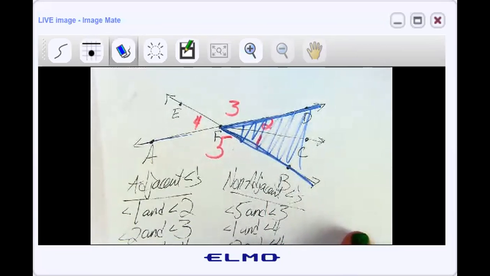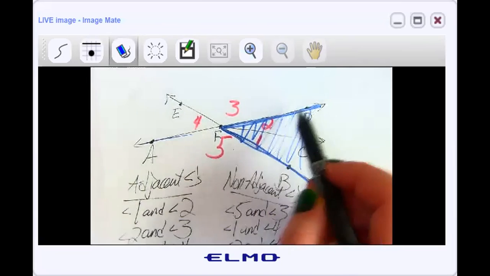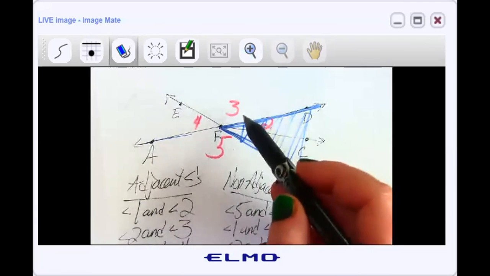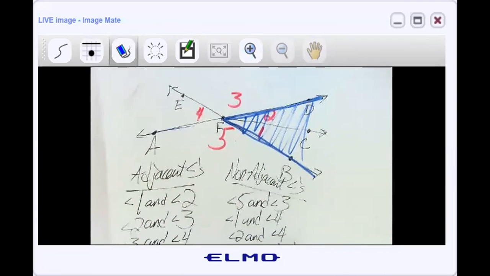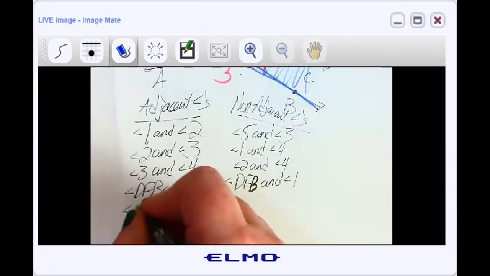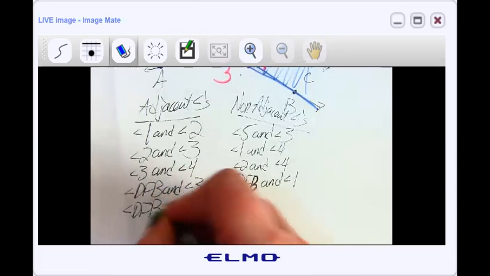Okay. And you could, if you didn't want to name it with numbers and you wanted to do letters, DFE works too, because that's just another way to name this angle. So any proper way to name the angle is fine. All right, so I'm going to add DFB, and we also had DFB and angle 5.